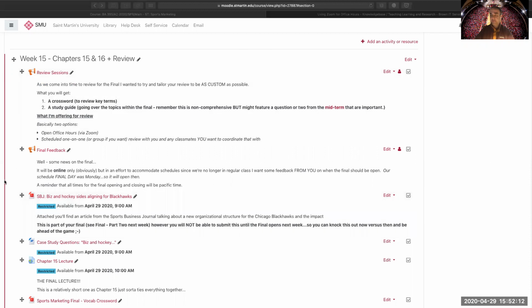Next is here, the Sports Business Journal article on business and hockey sides aligning for the Blackhawks. Attached you'll find an article talking about the new organizational structure for the Chicago Blackhawks and its impact. This is a part of your final. I'm going to talk about it at the end when I go over the final.